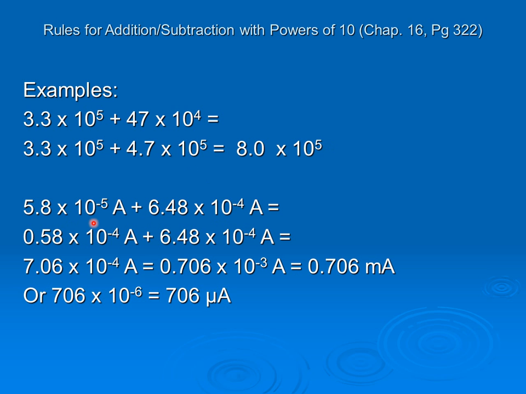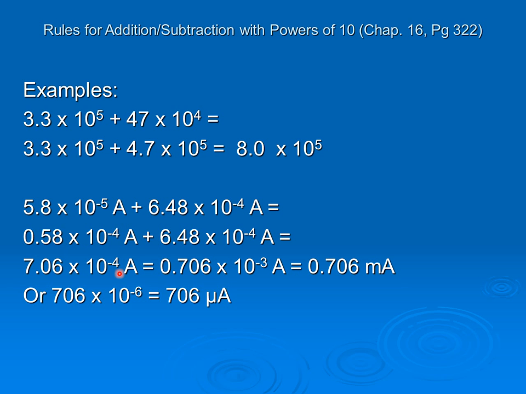Similar to all these examples, what you need to do is, if the powers are not the same, you make the powers the same. It's 10 to the negative 5 and this is 10 to the negative 4. In the next line we made both 10 to the negative 4 and we adjusted the fraction. And then you add the fractions. Let's say we added the fraction, we made it 7.06, 10 to the negative 4.